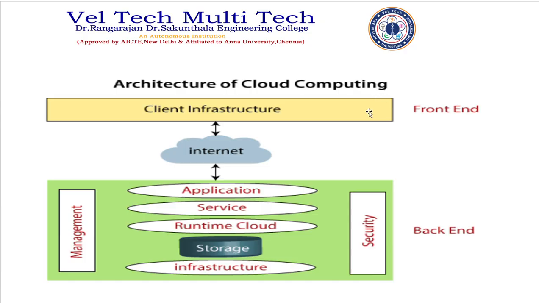This is the architecture of cloud computing. The front end has the client infrastructure, the back end has the user. The client infrastructure and user infrastructure communicate with the internet. It has application, service, runtime cloud, storage, infrastructure, management, and security.